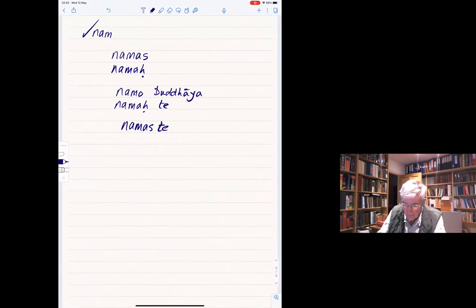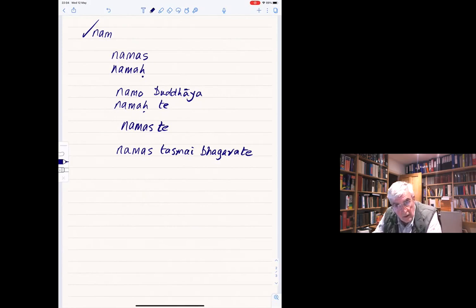So for example, homage to the Blessed One, where in Pali we're used to chanting Namo Tassa Bhagavato and so on. In Sanskrit, it would be Namas Tasmai Bhagavate, dative. Namas Tasmai Bhagavate. In Pali, with this Sanskrit -as, -ah, -o all becoming -o, it's why we chant Namo Tassa Bhagavato.